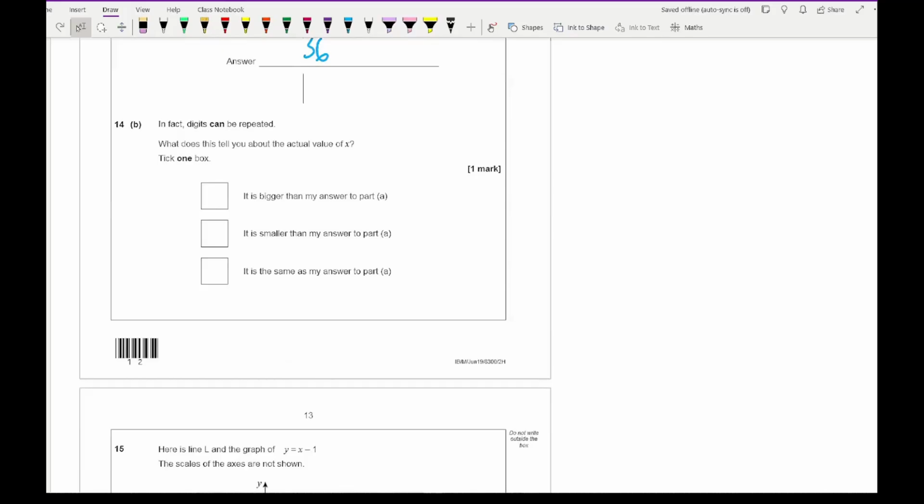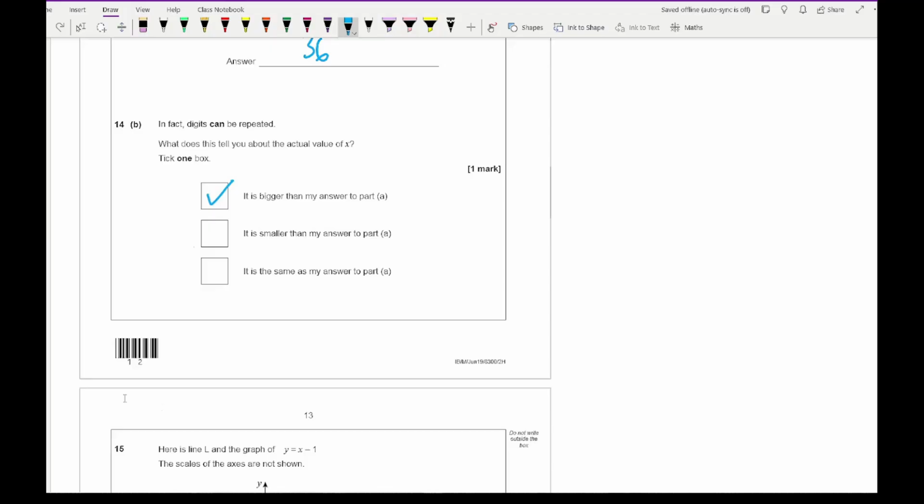Then moving on to question 14b, it says that in fact the digits can be repeated. What does this tell you about the actual value of X? If the numbers can be repeated, that means I'm going to be doing 5 times 5 times 5 and 4 times 4 times 4. So it's going to be bigger than my answer in part A.